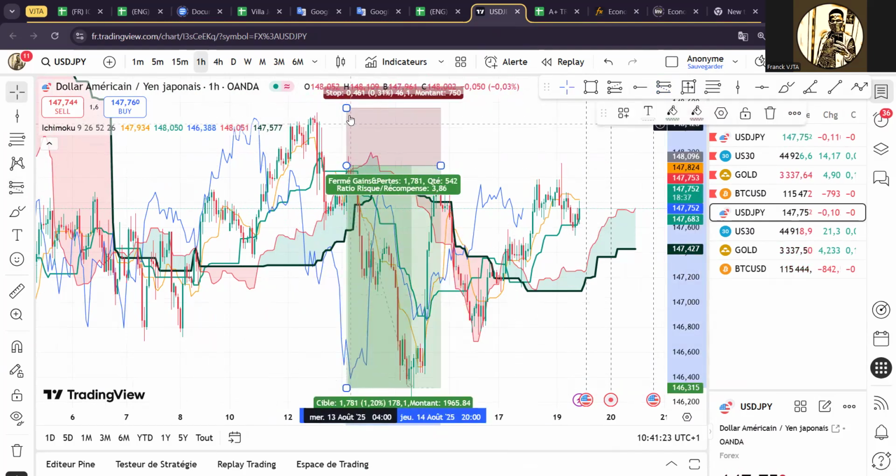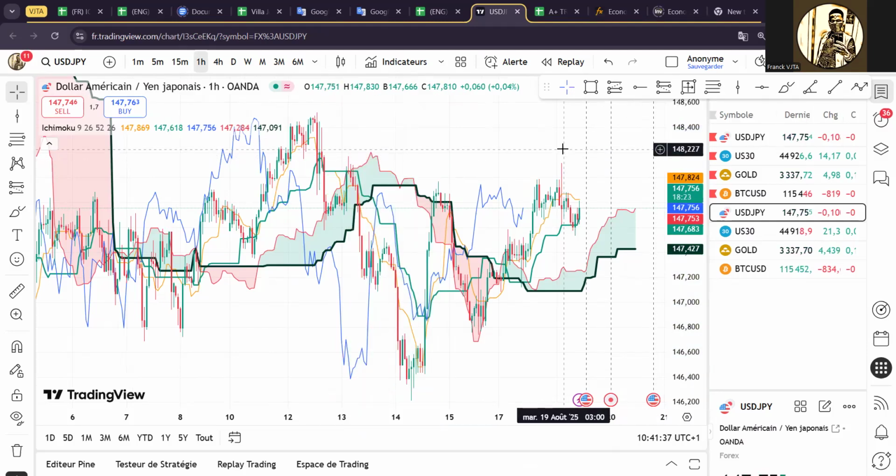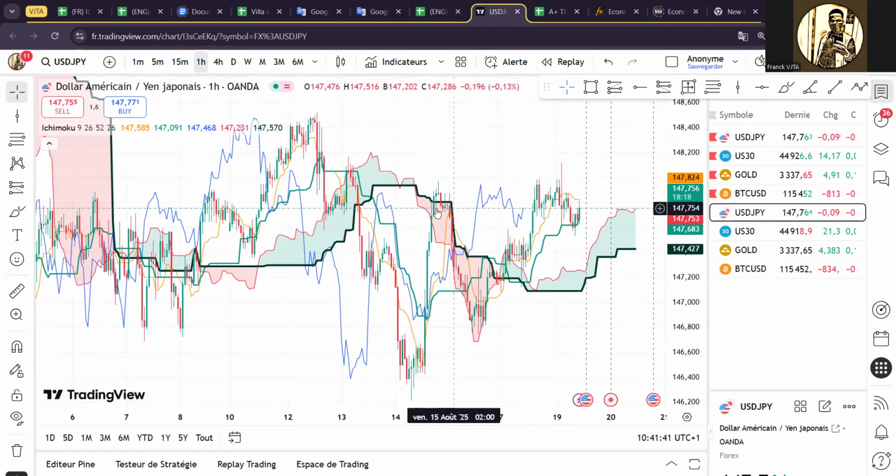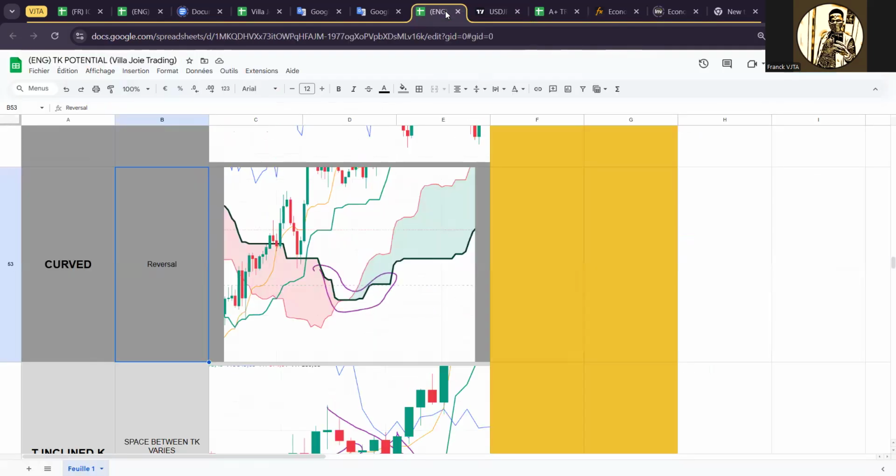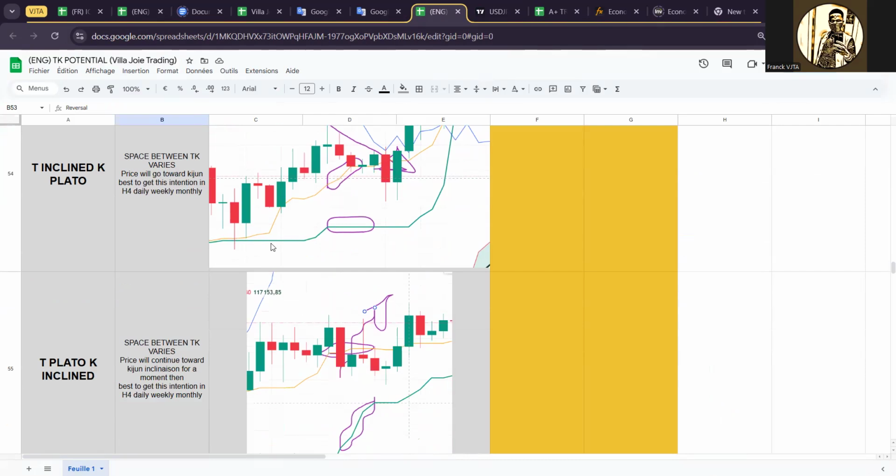Those are first course, fresh course. You can enter based on it, but not based on the curve. Don't enter based on the curve. The curve is just for you to understand what is happening. It's an element of awareness, one logical element of intention. Okay. And you don't rely only on one element.